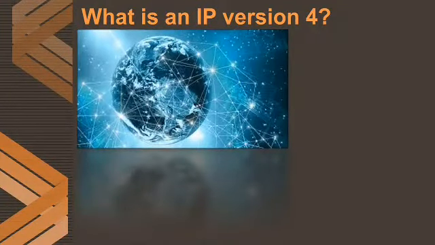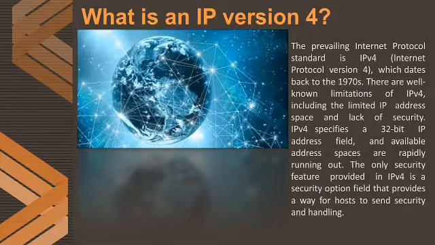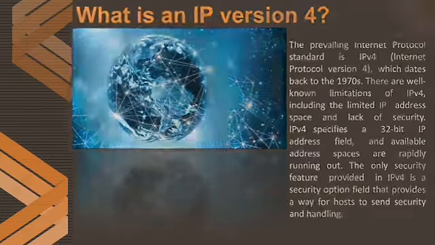What is IP version 4? The prevailing Internet Protocol standard is IP version 4, which dates back to the 1970s. There are well-known limitations of IP version 4, including the limited IP address space and lack of security. IP version 4 specifies a 32-bit IP address field, and the available address space is rapidly running out. The only security feature provided in IP version 4 is the security option field that provides a way for a host to send security and handling labels.